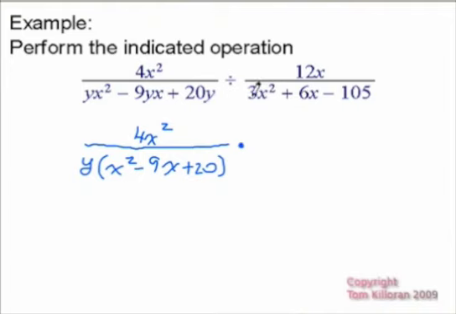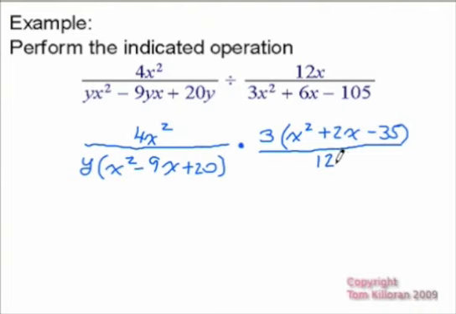Well, while we're flipping it, this bottom trinomial has a common factor of 3. So I'll kick out the 3, and that'll leave me with x squared plus 2x minus 35, all over the 12x. Alright, so now we have it in the right order. We have it with an easier to deal with operation.